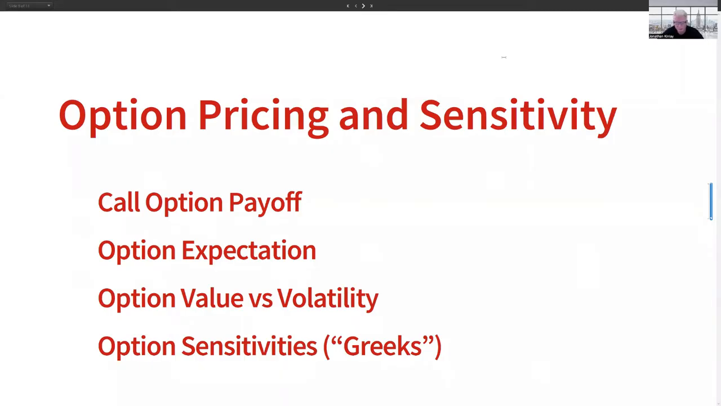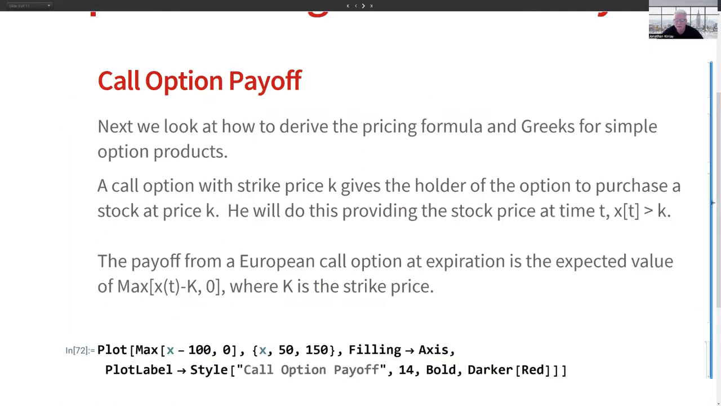I want to come on now to discuss option pricing and sensitivity analysis in a geometric Brownian motion process. If you recall, a call option gives the holder of the option the right to acquire stock at a pre-agreed strike price K. He'll exercise this option at time T if the price at time T, X of T, is greater than the strike price K.